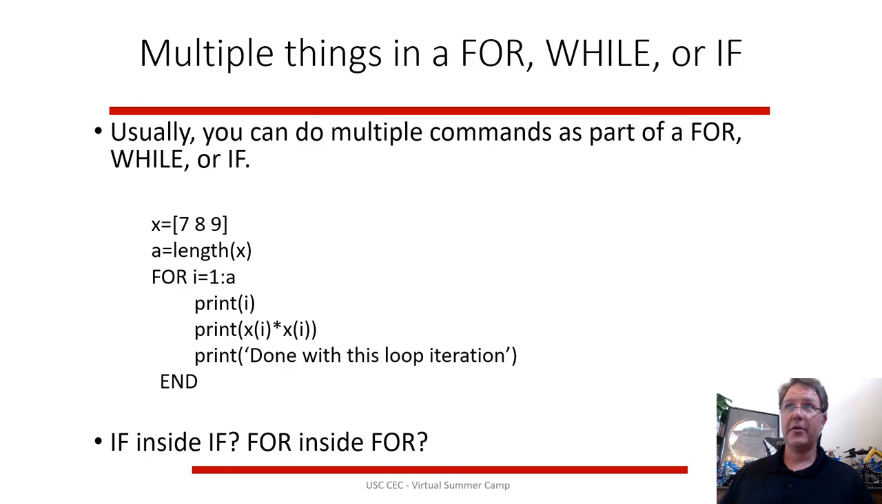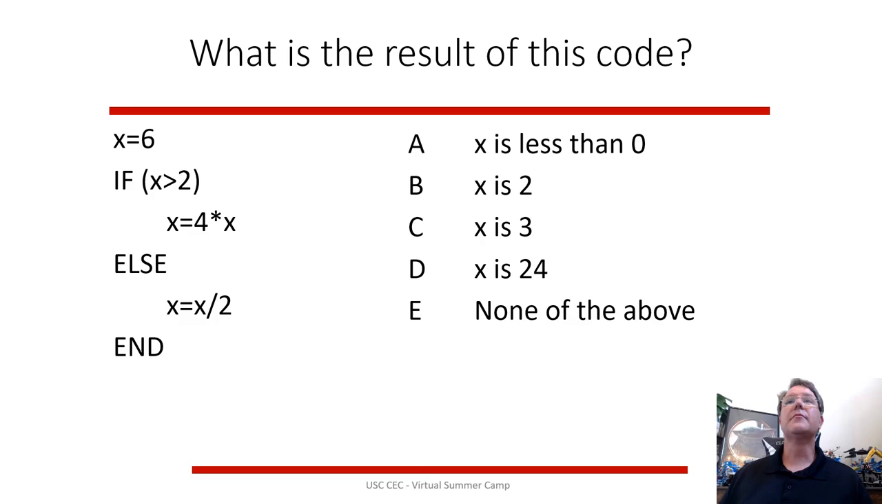So we can do multiple things inside a for loop or a while loop. Same way, you can have multiple things that happen inside a for loop. And there's something called nesting. You can put an if inside an if statement or a for loop inside a for loop. So you can nest your statements.